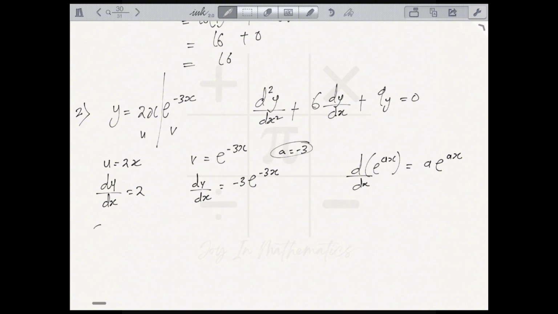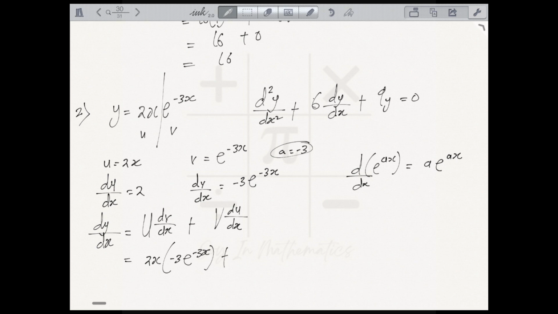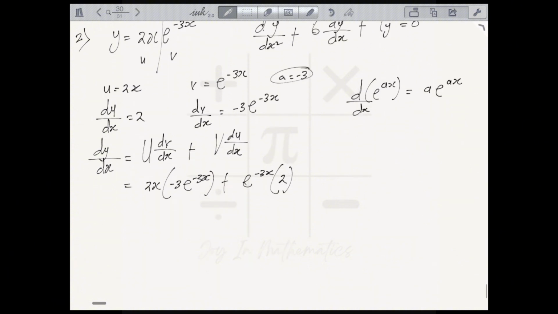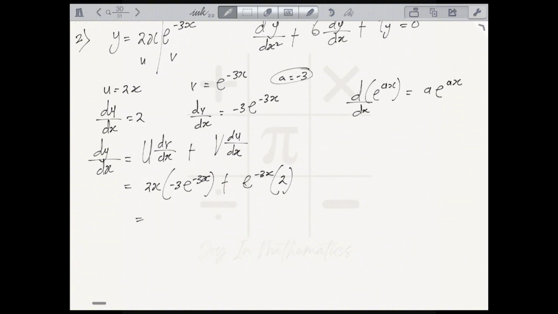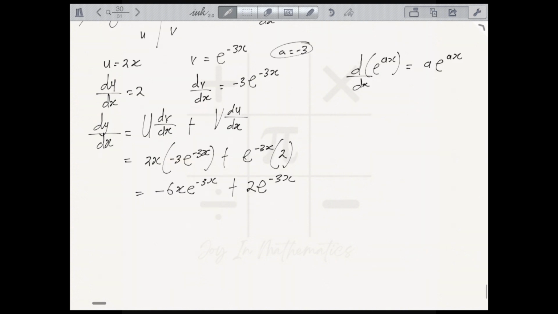Now let's apply product rule, and product rule says that u dv dx plus v du dx. That's 2x multiplied by minus 3 exponential minus 3x plus exponential minus 3x multiplied by 2. Now this is going to give us minus 6x exponential minus 3x plus 2 exponential minus 3x. And this is our dy dx.